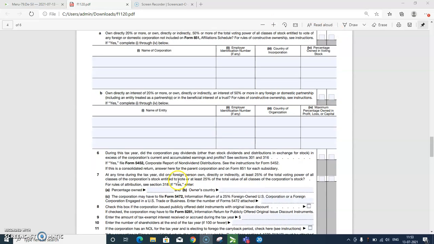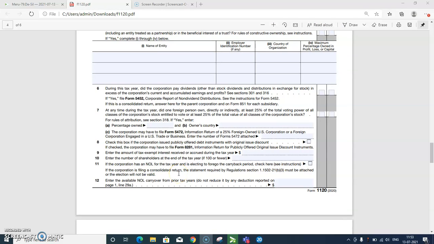Now question number 6. During the tax year, did the corporation pay dividends, other than stock dividends or distributions in exchange for stock, in excess of the corporation's current and accumulated earnings and profits? Then you need to see sections 301 and 316. If yes, then file Form 5452, Corporate Report of Nondividend Distributions.